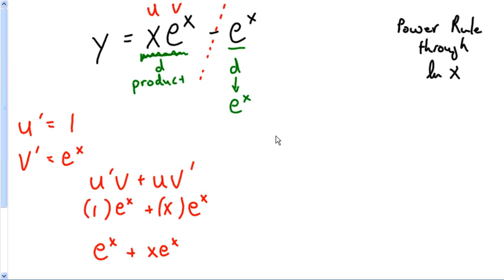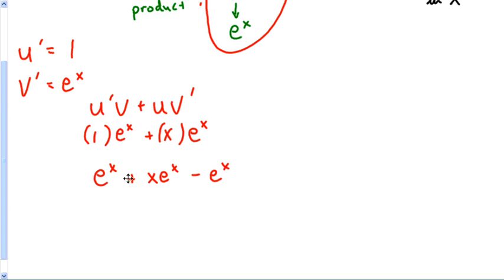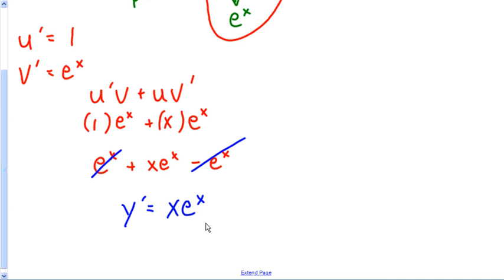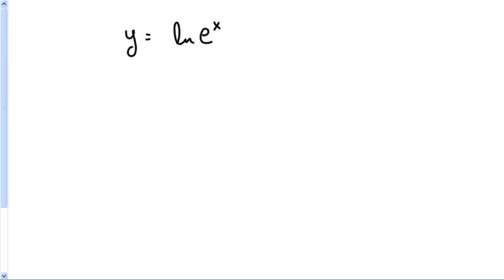And now we'll go back and put this thing back together. So minus the derivative of e to the x, which is, now this is a cool answer, e to the x minus e to the x. Oh, goodness, you're gone. So my answer is just y prime is equal to x e to the x. So the derivative of x e to the x turns out to be x e to the x. That's just crazy. All right, let's move on to another one.